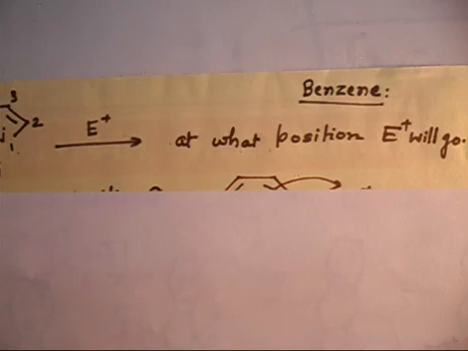The hint is, you attack at position number 2, make the resonating structure, and you will get the answer. Similarly, you attack the electrophile on carbon number 3, make the resonating structure, and compare the resonating structures if you attack on 2 and if you attack on 3. You will get the answer. Let me wait for some time. You will draw the answer.